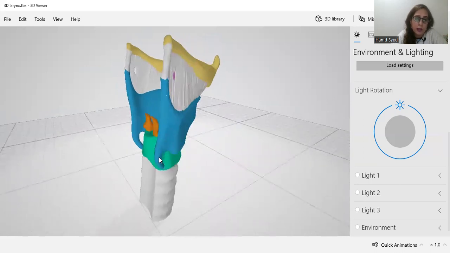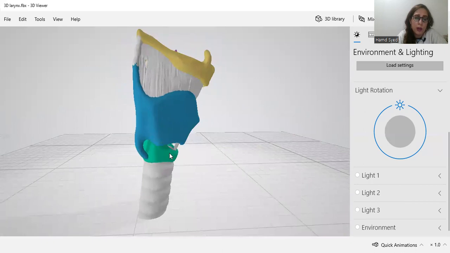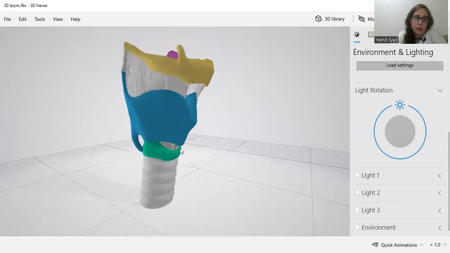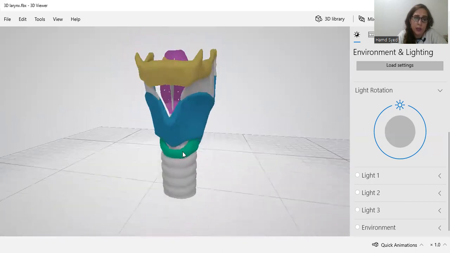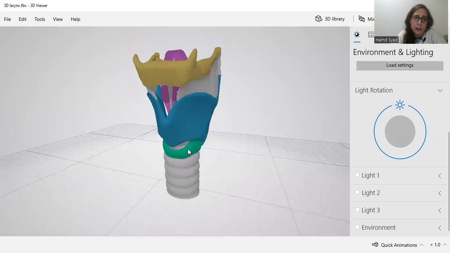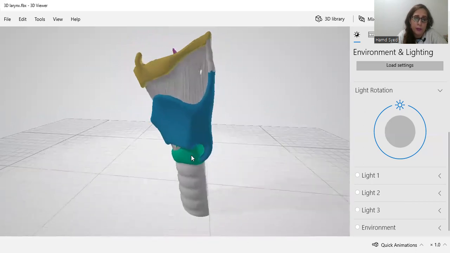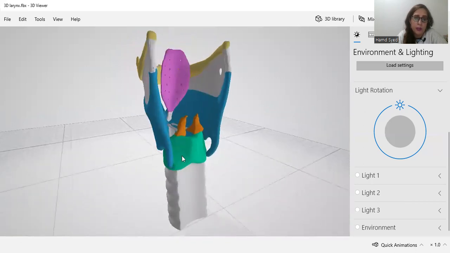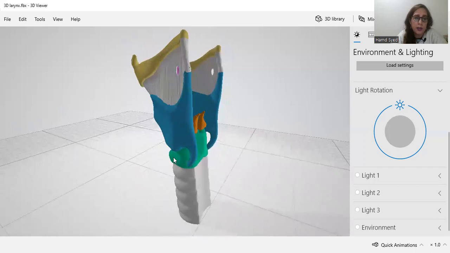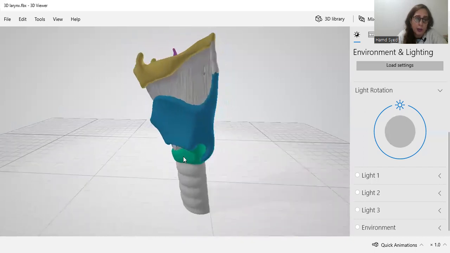The cricoid cartilage is the only cartilage which is forming a complete ring anteriorly as well as posteriorly. So anteriorly, it is in the form of a narrow arch, but posteriorly, this arch broadens. And you can see this is the posterior lamina of the cricoid cartilage. So this cartilage is also hyaline cartilage, and it is in the shape of a signet ring, which means it is broad posteriorly and it is narrow anteriorly.